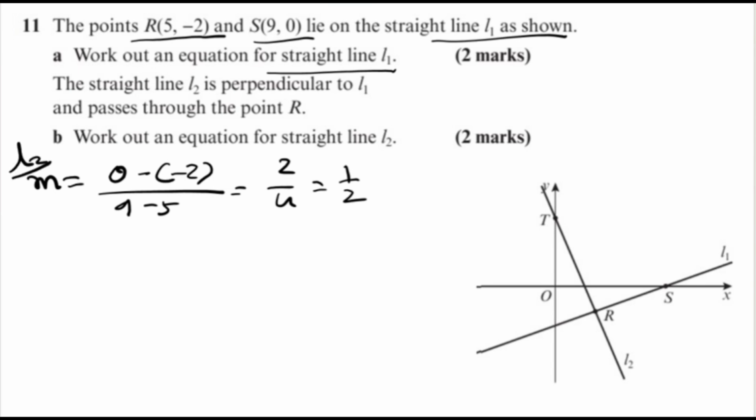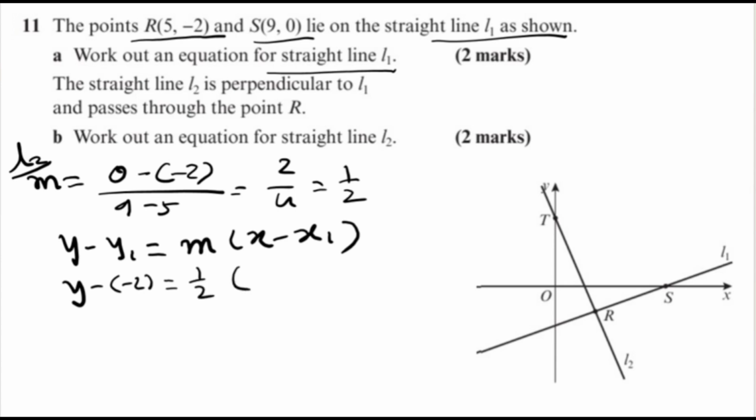Now to find the equation, we can use y minus y1 is equal to m into x minus x1. You can use any coordinate, R or S, because both are on line L1, to find this line equation. So y minus minus 2 is equal to half into x minus 5. So I use the R coordinate here. So y plus 2 is equal to half x minus 5 over 2.